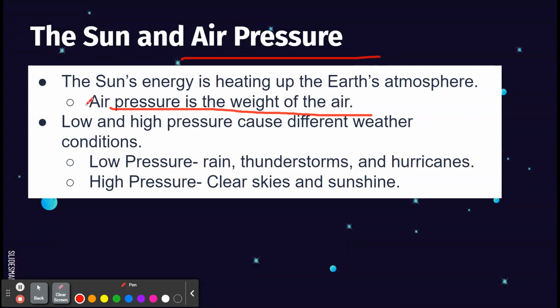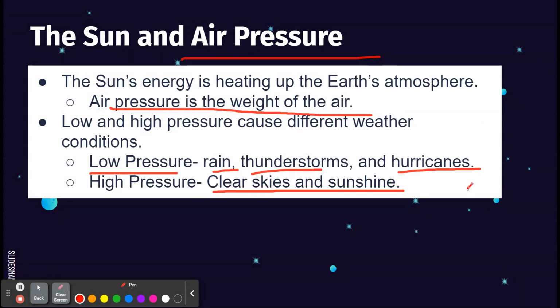Now, air pressure causes different types of weather. Low and high air pressure cause different weather conditions. Typically, not all the time, but typically, low pressure causes rain, thunderstorms, and hurricanes. And high pressure causes clear skies and sunshine.